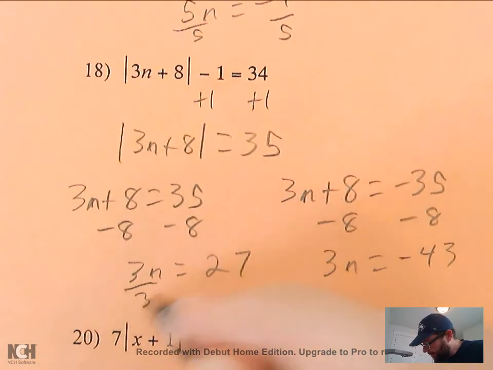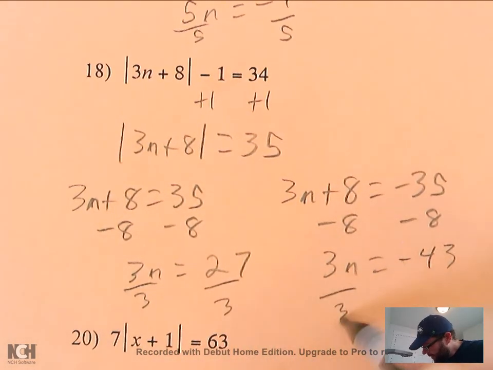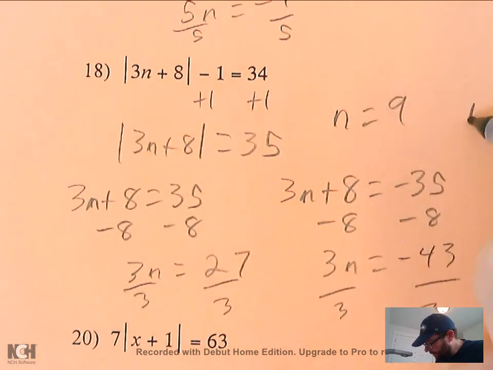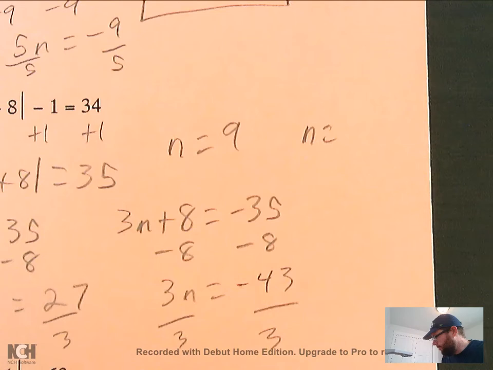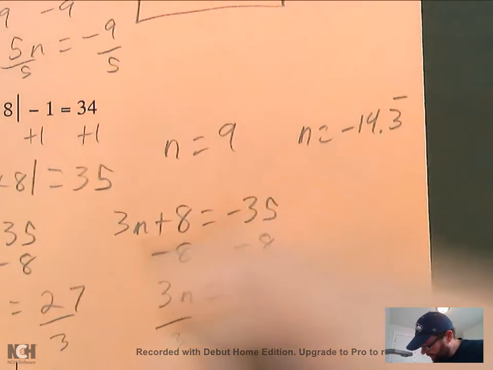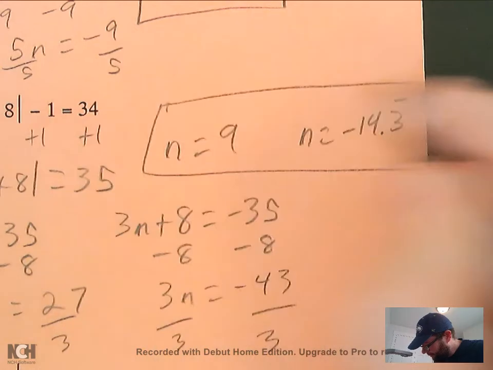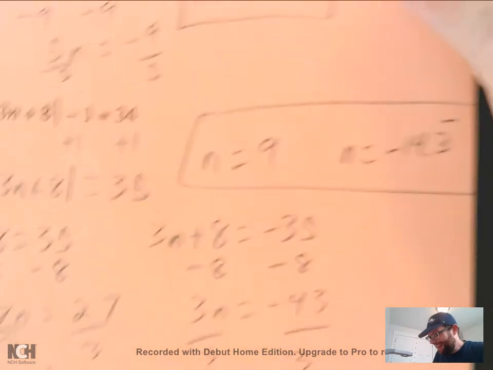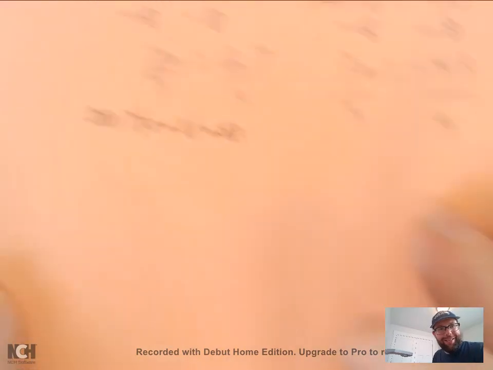And then you would divide by 3. And n is going to equal either positive 9 or n is going to equal a decimal. Negative 43 divided by 3 is negative 14.3 repeating. And on your quiz, you just write that as like negative 14.3. You don't need to write a million threes. All right, and last one.